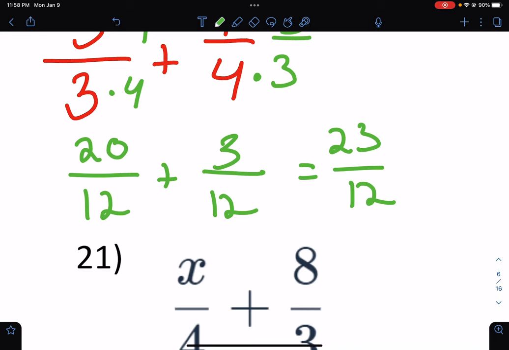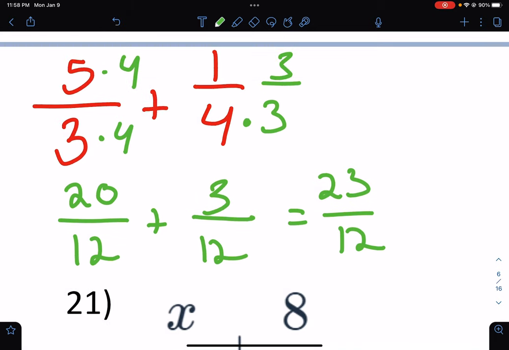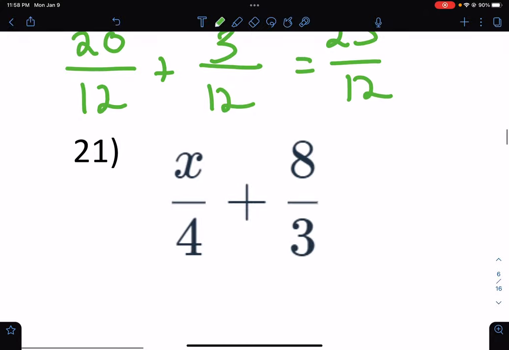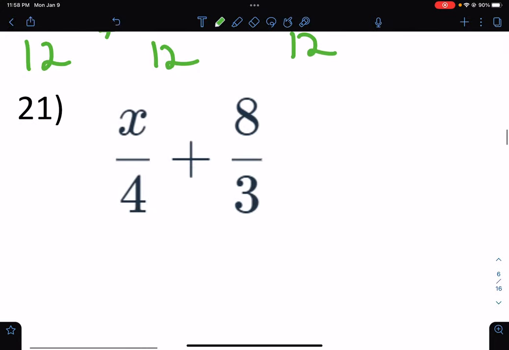Subtraction works the same too, and the only thing that's a little bit different with subtraction is you have to make sure that you distribute the negative to everything in the second fraction, but we'll get there. All right, so this problem here is going to be really similar to what we just did. The only difference is that it has variables in it.